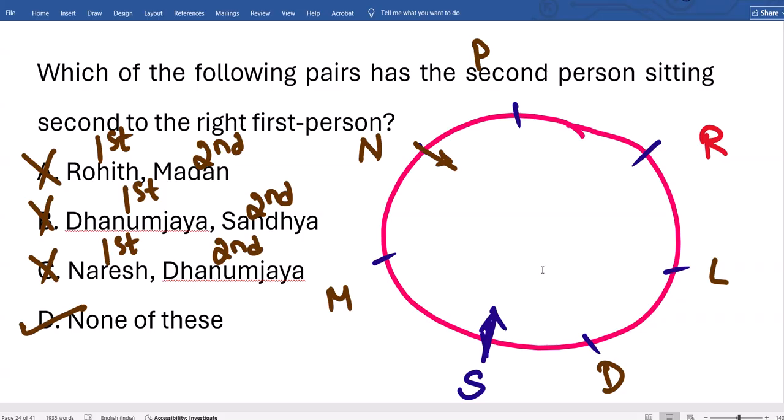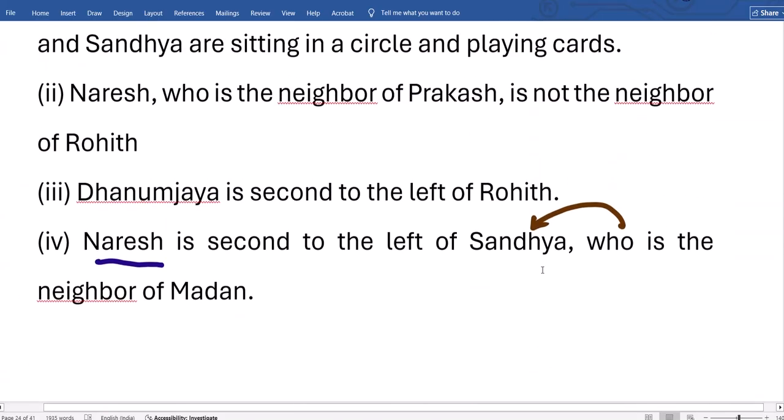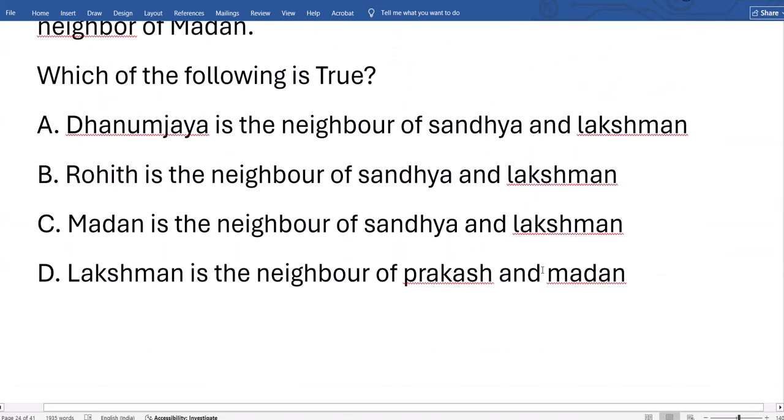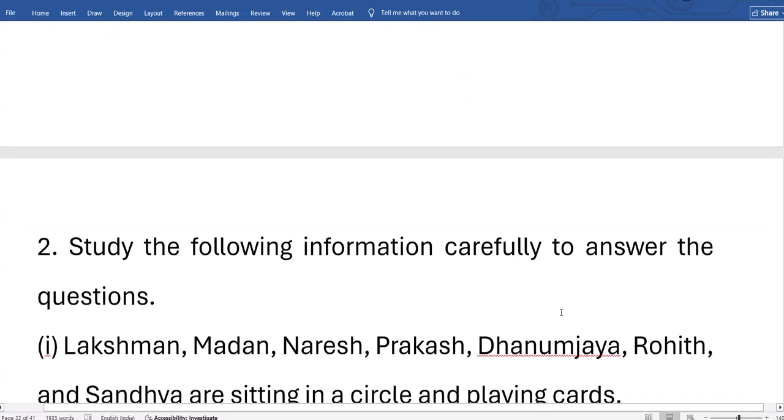We can go for none confidently. No doubt. Right? Then there is another question related to the same data. Which of the following is true? Can you say what's true? Dhananjay's neighbors are who? Sandhya and Lakshman. Option A is correct.